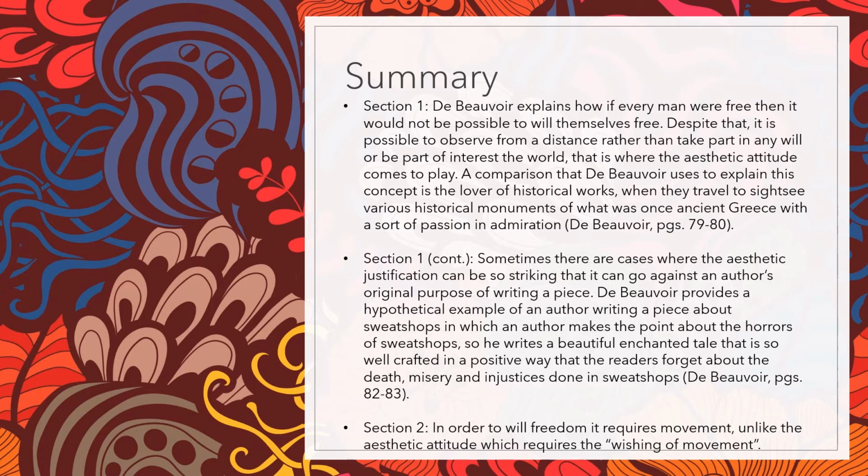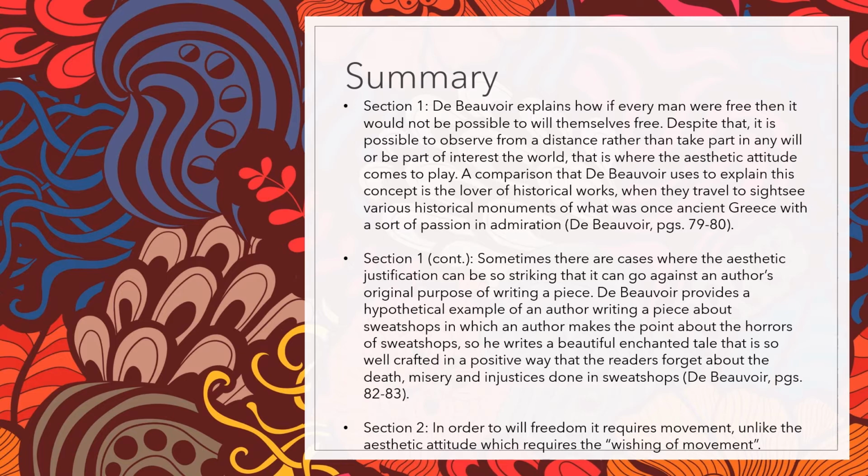So, for the summary, section 1 has a big chunk of this, so I'll break it down. In the beginning, they start off with the word free, explaining that it would not be possible to will someone free. It is possible, however, to observe from a distance rather than take part or be part of interest in the world. That is where the aesthetic attitude comes into play.